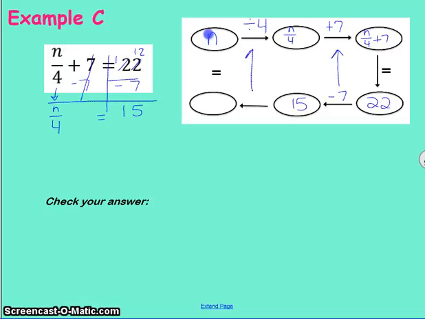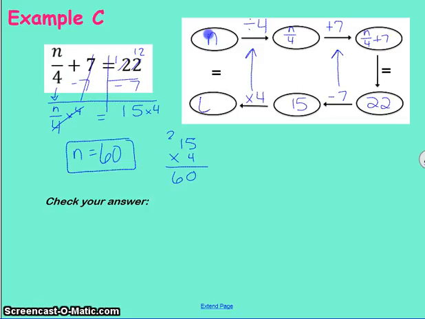Now I have to look up here. The opposite of division would be multiplication, so I multiply by 4. So let's go ahead and multiply by 4 on both sides here. These are going to cancel each other out, so I'm left with n is equal to 15 times 4. So let's see what 15 times 4 is. 4 times 5 is 20. 4 times 1 is 4, and 4 plus 2 is 6. So n is equal to 60. Let's box in our answer and put our answer here. So in our flow chart, I have n is equal to 60.